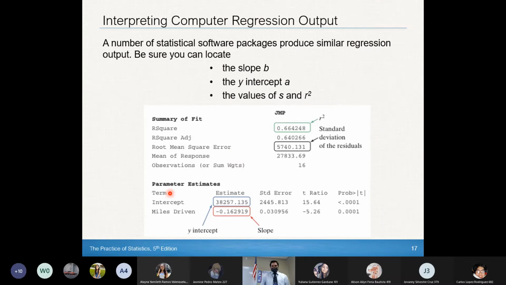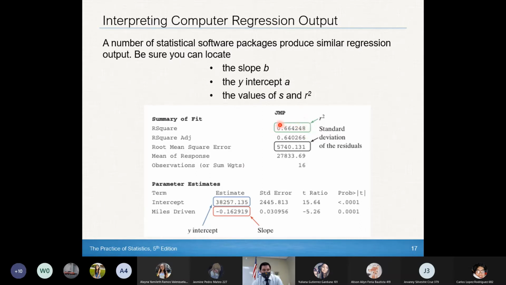This is another type of computer output. It's in a different format. Again, we still need to find the slope b, the y-intercept a, and the values of s and r squared. In our summary of fit here, we have R square, adjusted R square, root mean square error, mean of response, observations. R square is r squared.